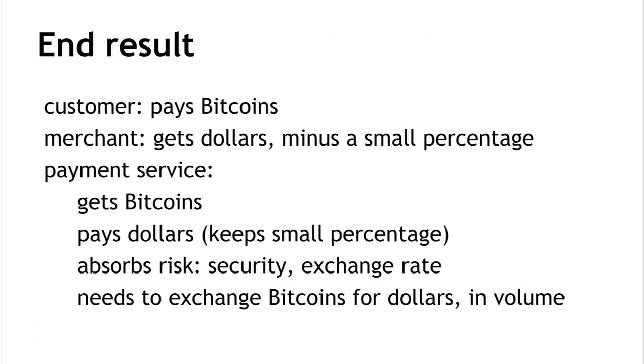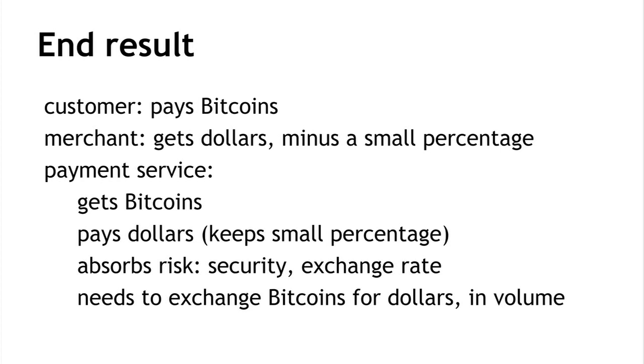Okay, so the end result of this whole process is the following: that the customer pays bitcoins, some number of bitcoins, that the merchant gets dollars. That's what the merchant wanted. They wanted to sell that item for a particular number of dollars or whatever their local fiat currency is. The merchant gets the number of dollars they asked for minus a small percentage. The payment service is going to take a small percentage as a fee, maybe a couple of percent.